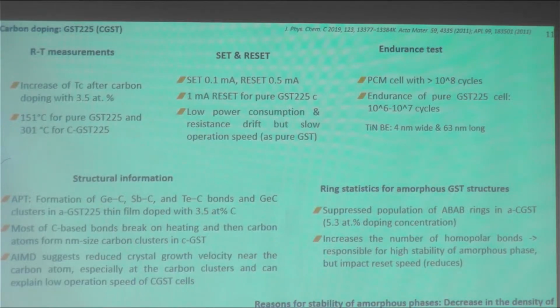Also, carbon impacts the population of AB rings in amorphous CGST, and it increases the number of homopolar bonds, which are responsible for this high thermal stability, in addition to these carbon bonds. So here we can see that although we can suppress the formation of such AB rings, the operation speed of such a cell is not good, even less than for pure GST.